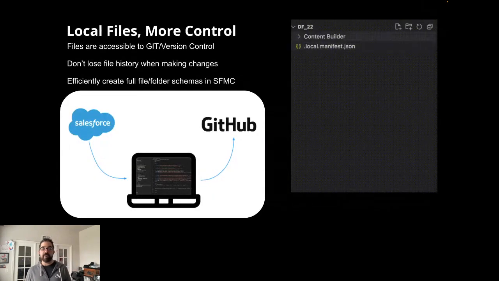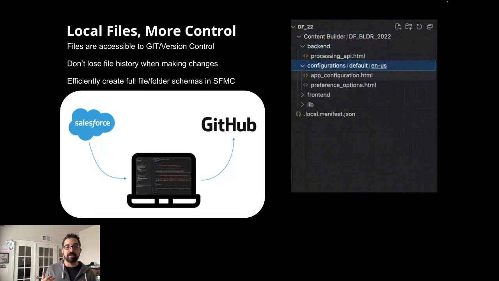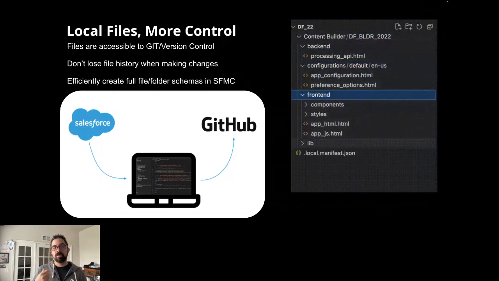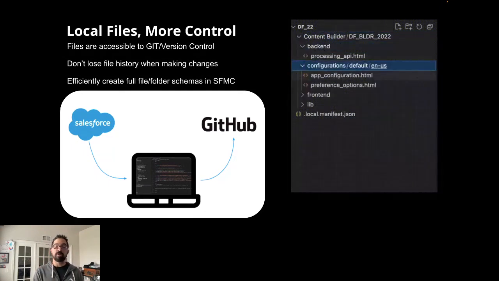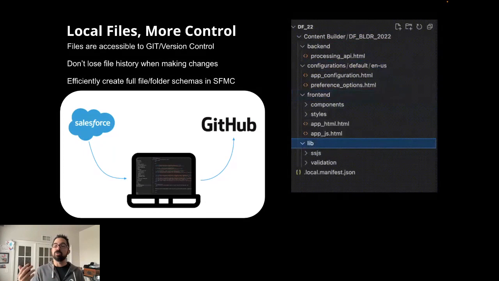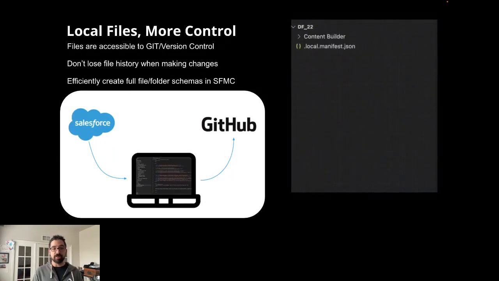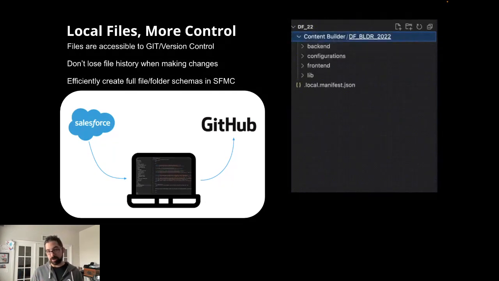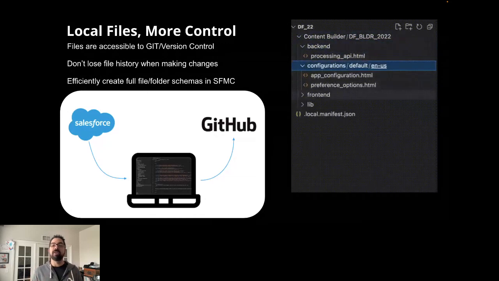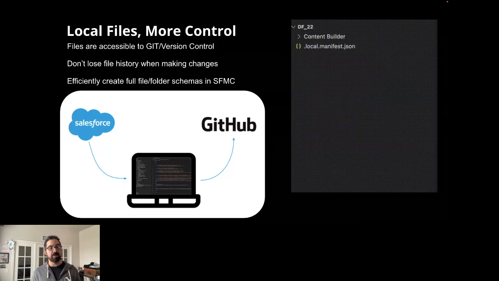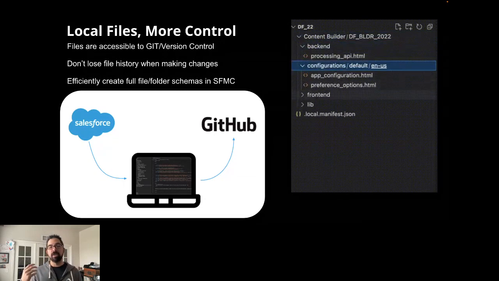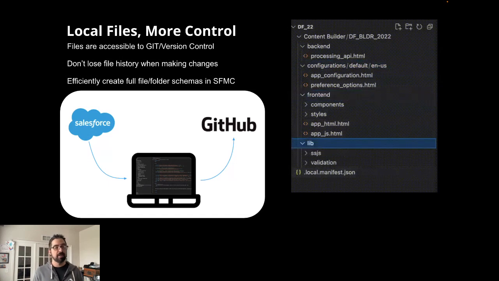So local files means more control. Again, you have your local files accessible to GitHub. You don't have to worry about your browser refreshing, losing internet, or losing your changes. Everything is local, so you have a richer file history for that specific file. And then you can efficiently create your full folder structures and schemas within Salesforce Marketing Cloud.